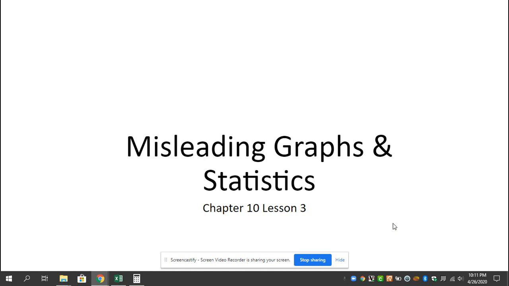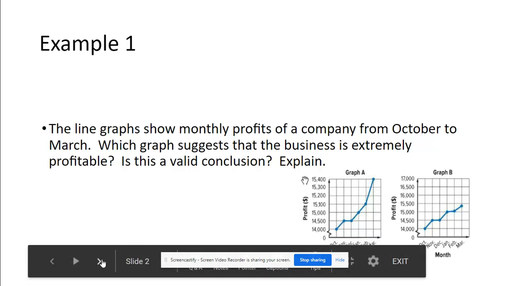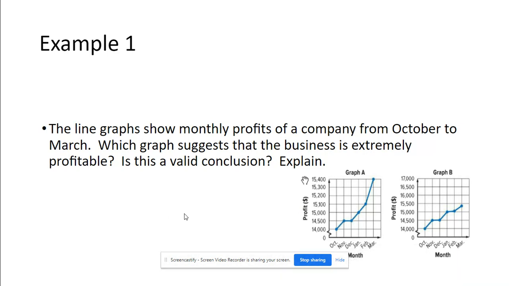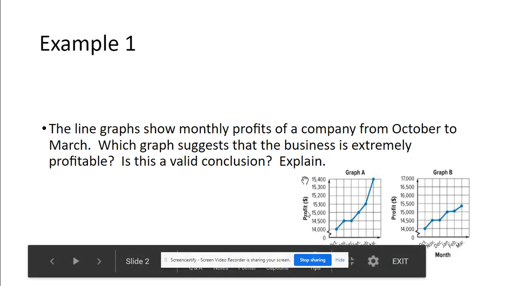All right, so no vocabulary today. We're going to jump right into the first example. The line graph shows monthly profits of a company from October to March. Which graph suggests the business is extremely profitable? If you look at these, obviously we can see that graph A goes much steeper than graph B. So at first glance, if profits is what we're seeing here on the vertical axis, it looks like graph A is representing more of that.